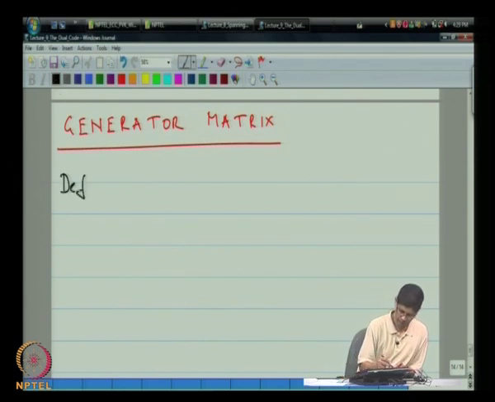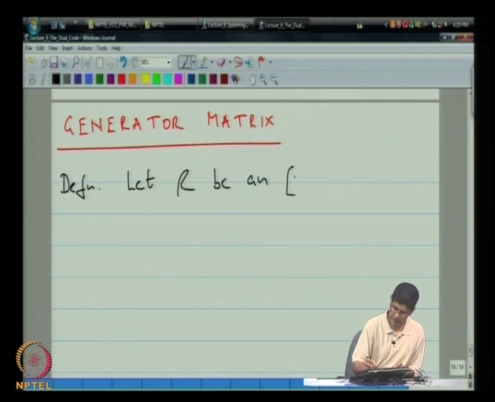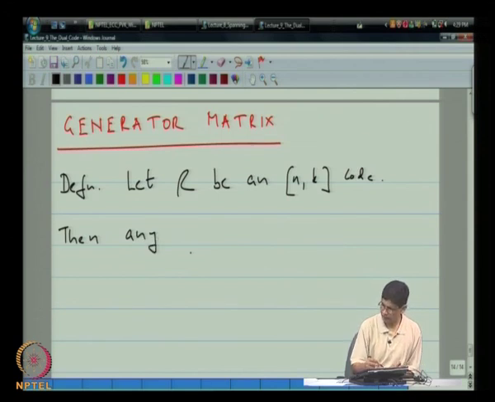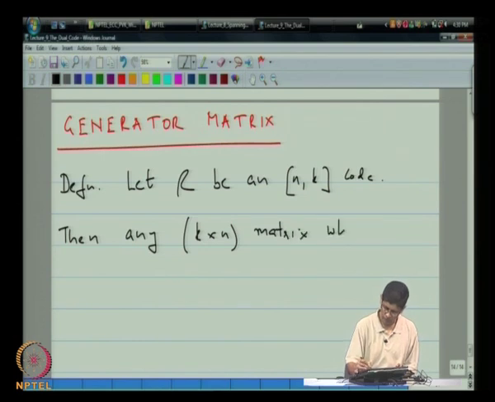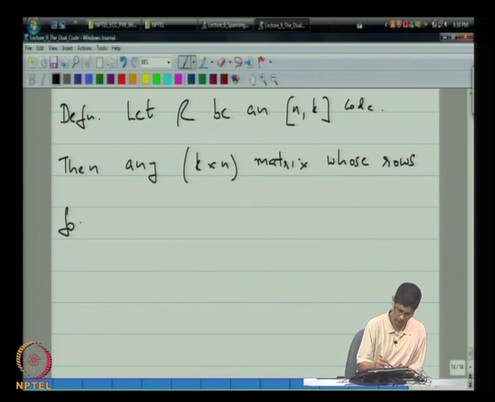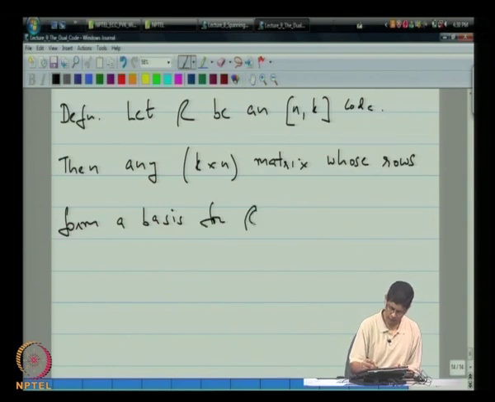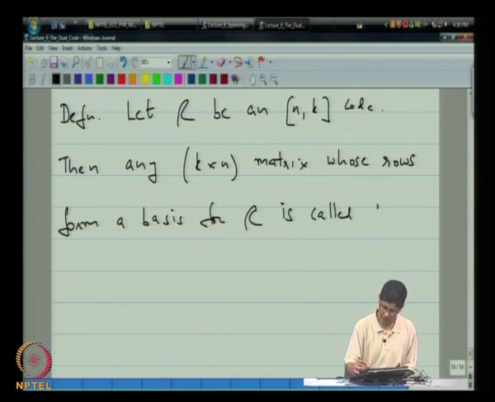So, definition, let C be an (n, k) code, then any k by n matrix whose rows form a basis for C is called a generator matrix.